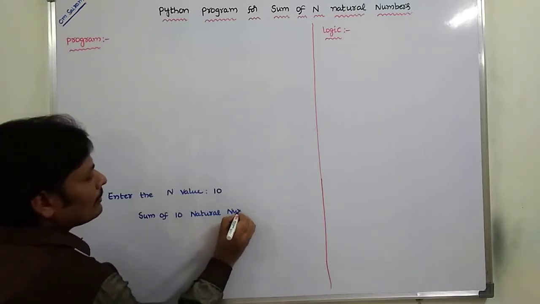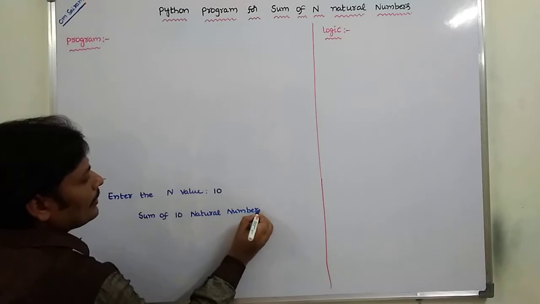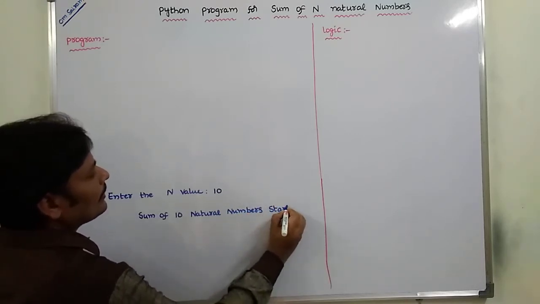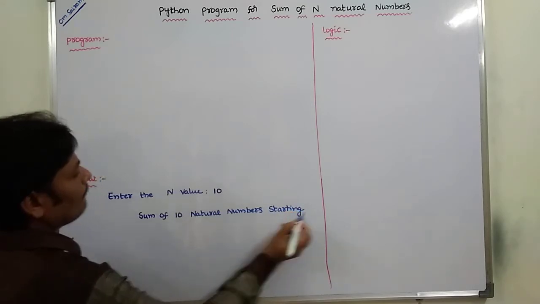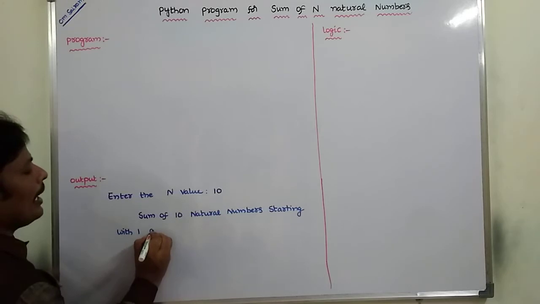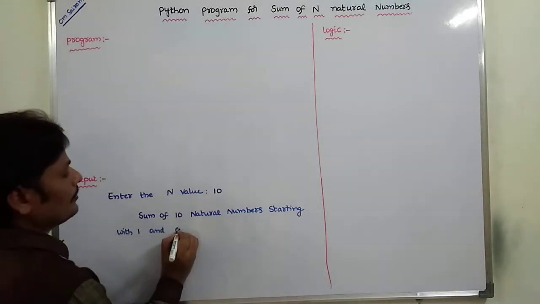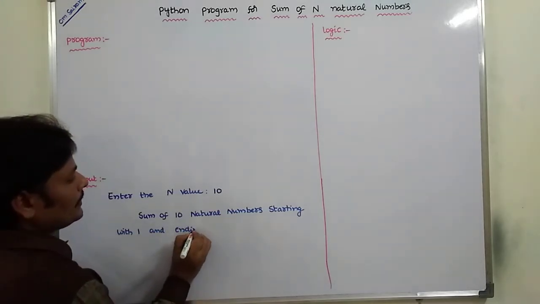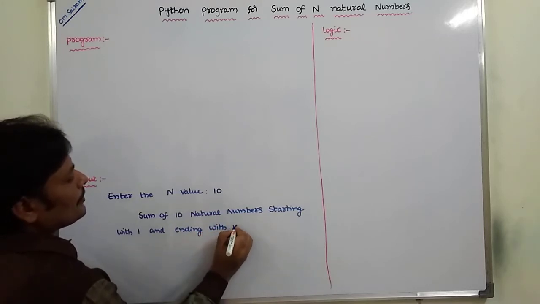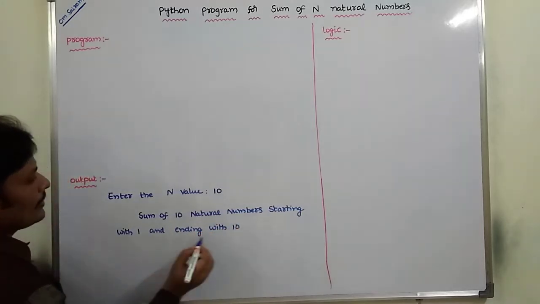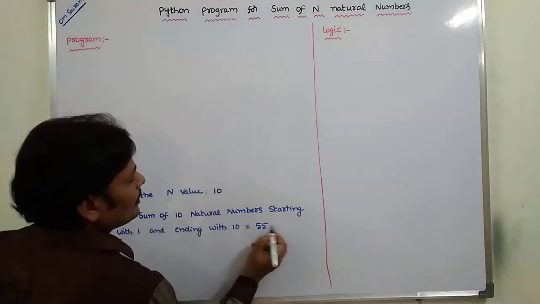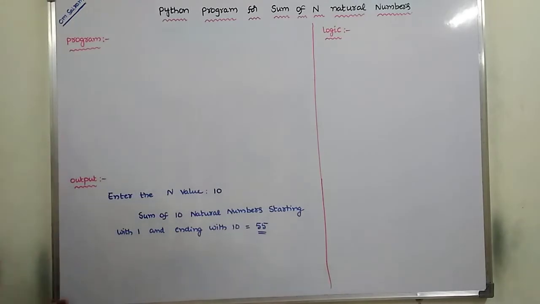10 natural numbers starting with 1 and ending with 10. So therefore, it is equal to 55. So this is the output I am getting.